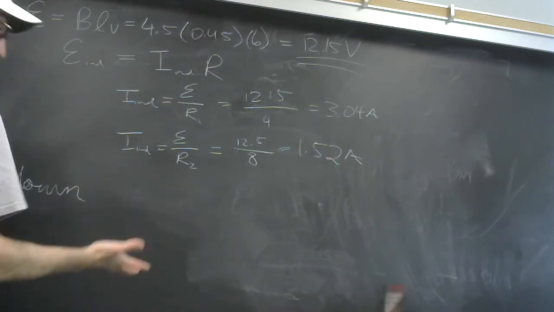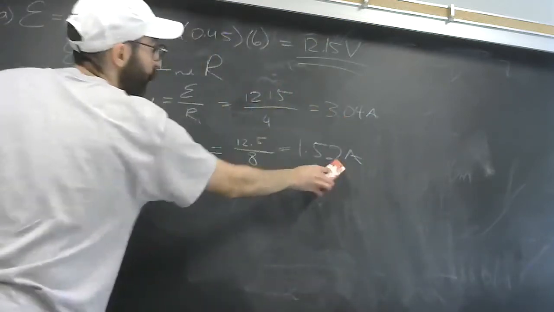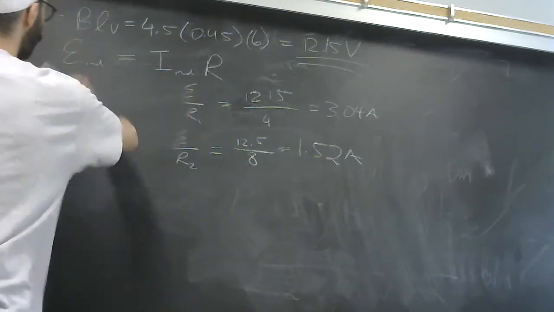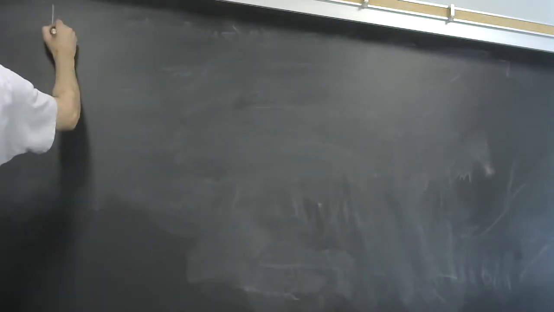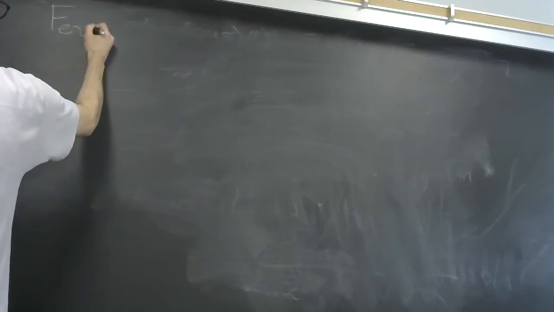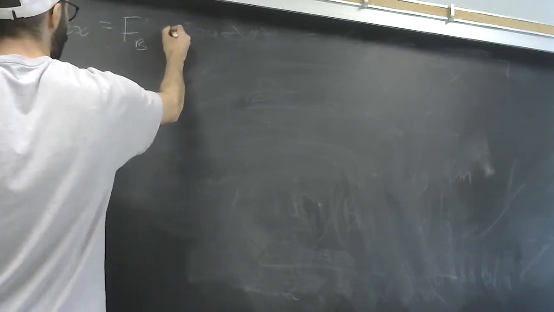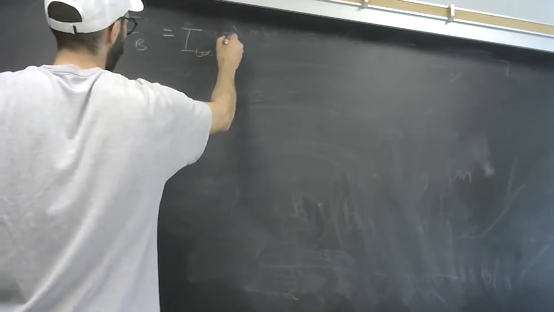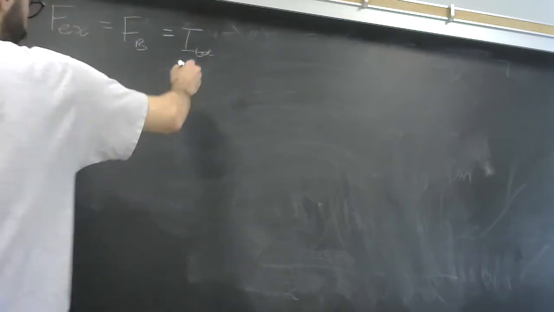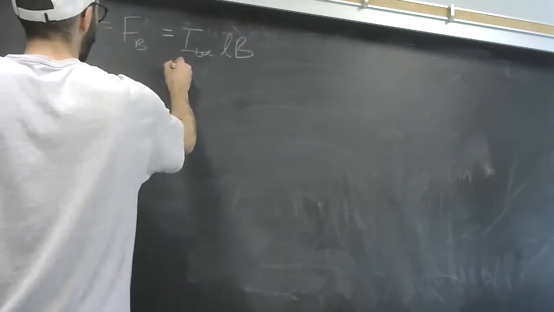Remember these values, we're going to use them too in part C. Like I was saying, constant velocity tells us that the external force, I'm going to call it F_ex, needs to equal that magnetic force F_B, which we previously explained was equal to the total current times the length times B. There are two different currents, remember, because there are two different resistors.